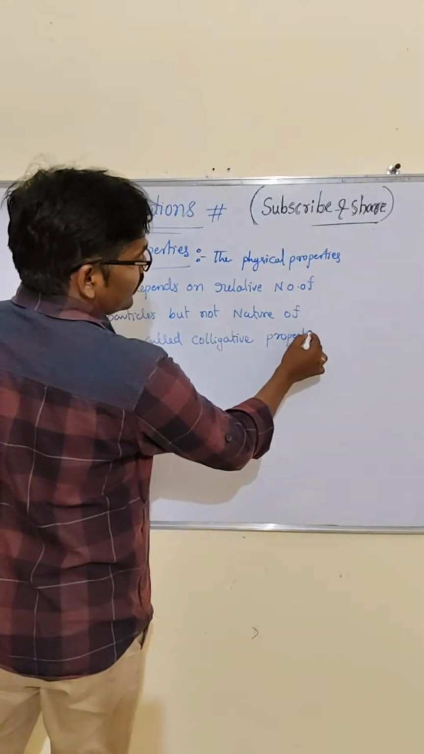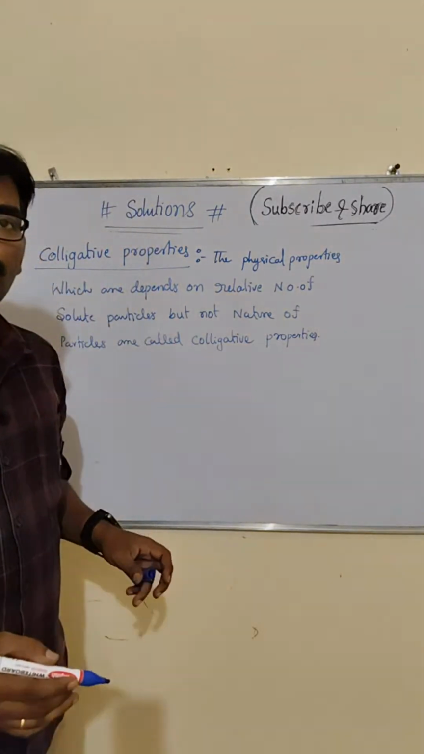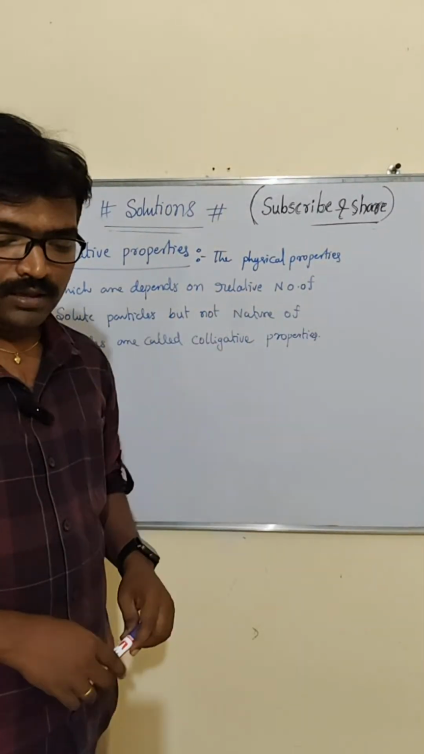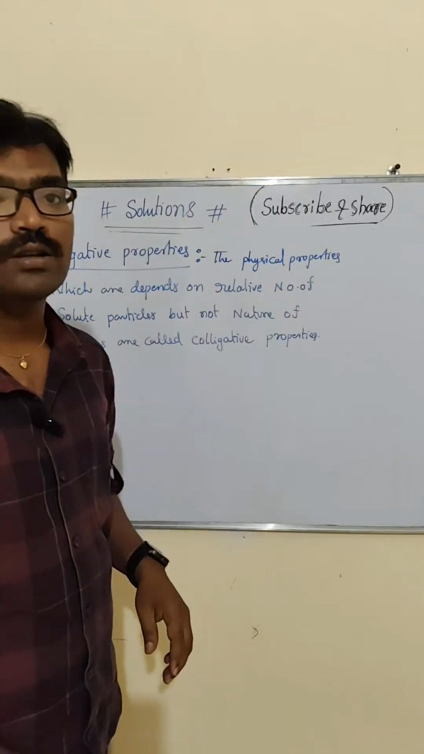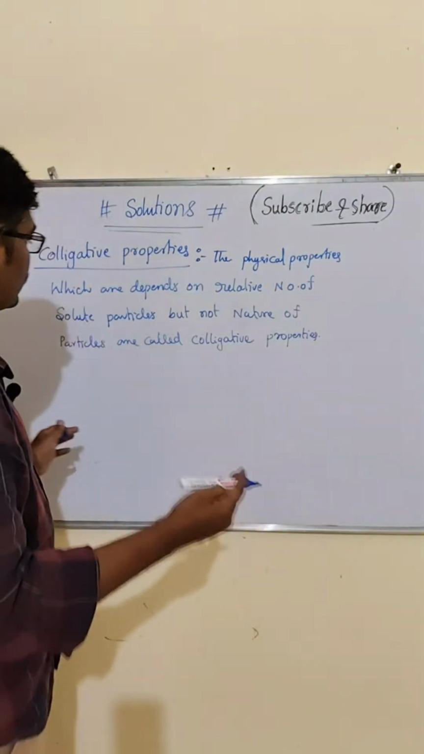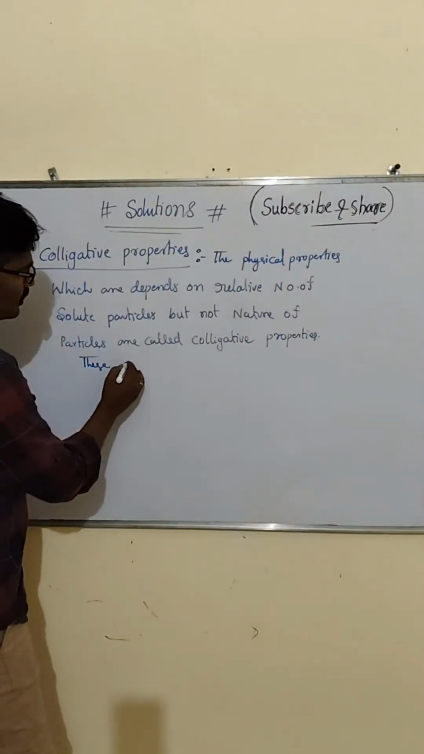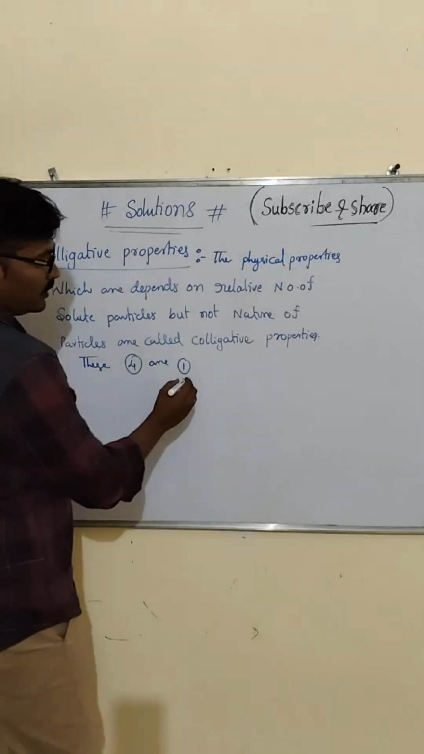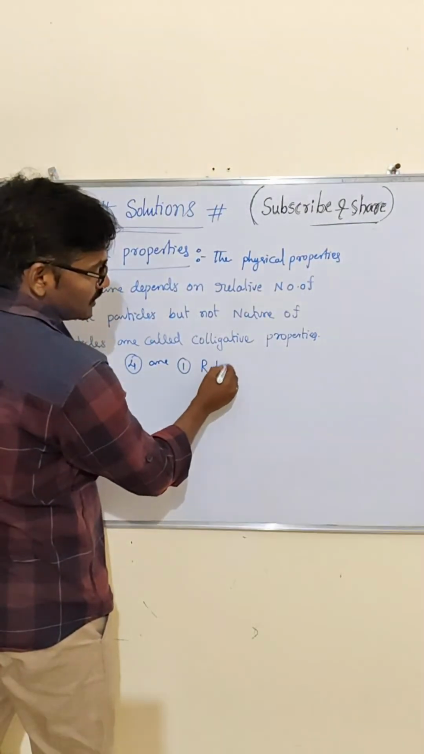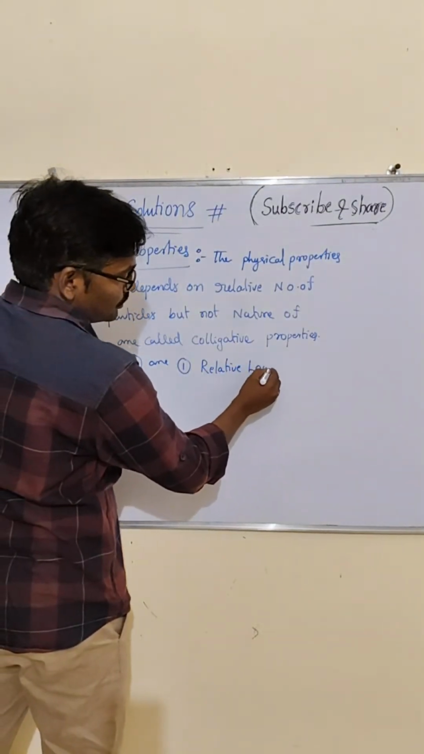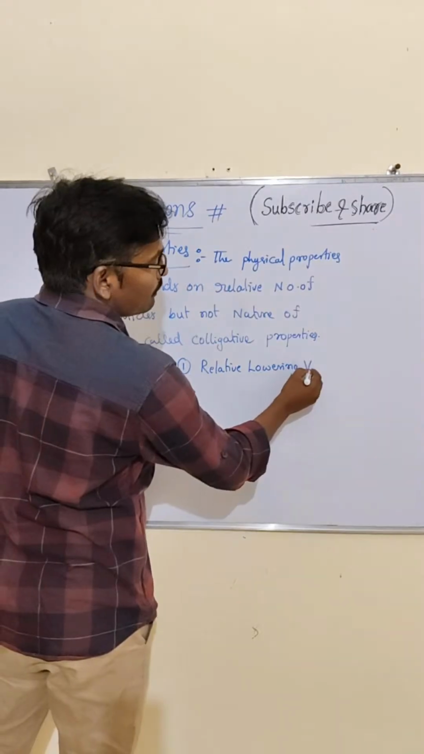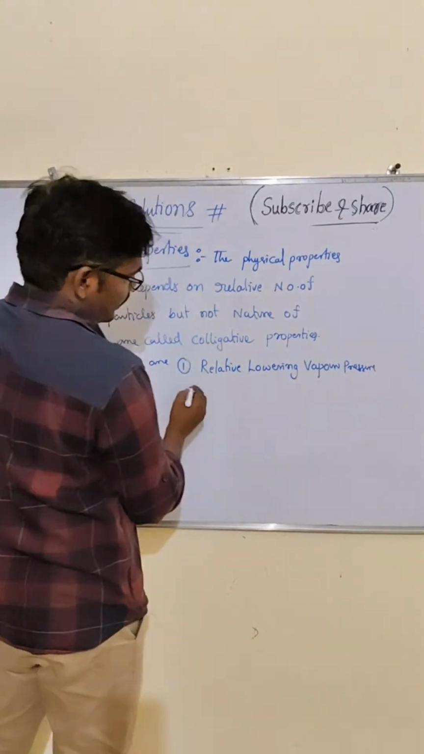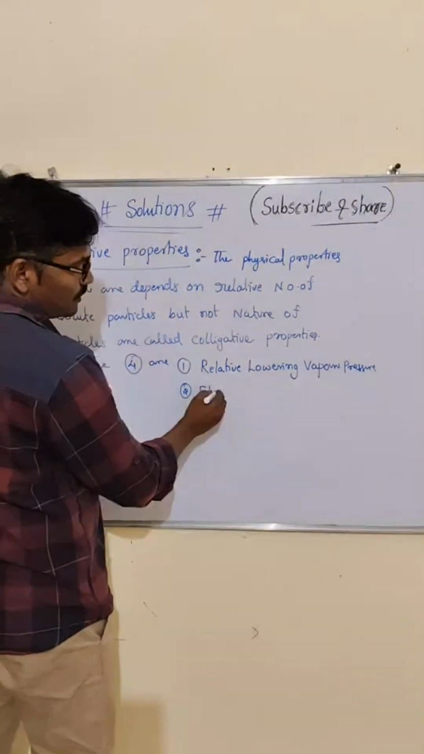So tell me, what are the colligative properties? The physical properties which depend upon the relative number of solute particles but not the nature of the particles are called colligative properties. There are four. What are those? Number one, relative lowering of vapor pressure. Then number two, elevation in boiling point.